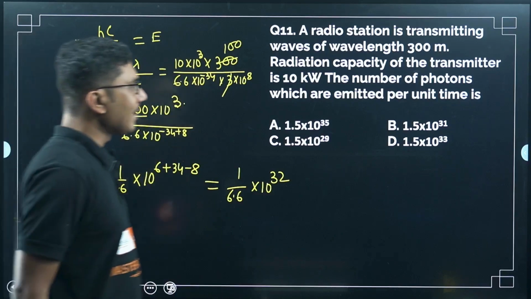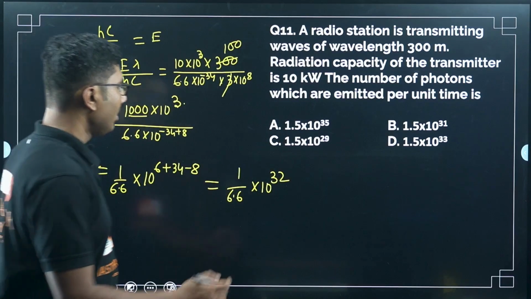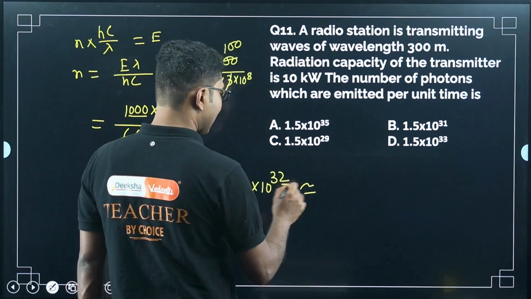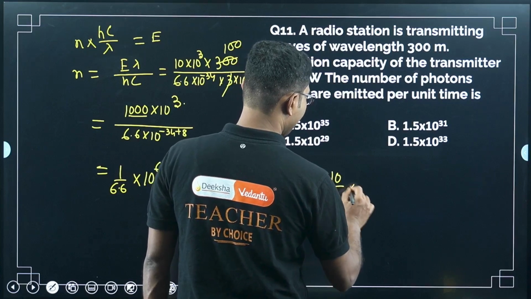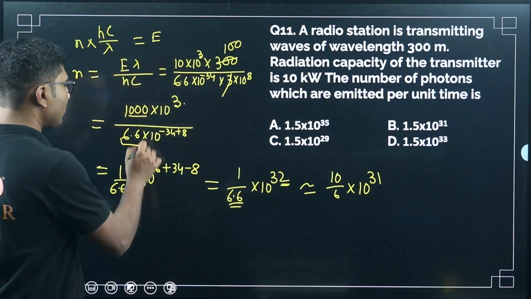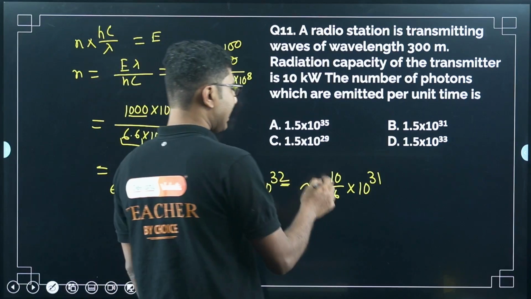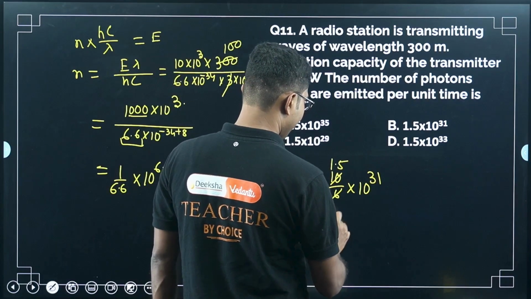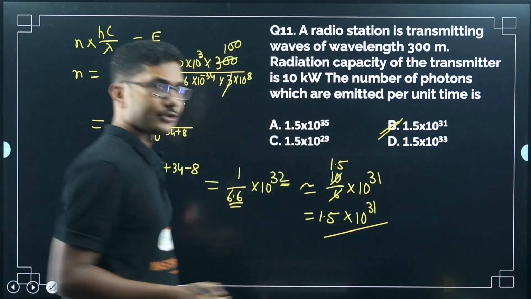Now, here we have to be careful and choose the power of 10 correctly. If you take this value approximately to be 6 and take out one of the tens from here, then you will get 10 by 6 times 10 to the power of 31. So they have taken the approximate value of h to be 6 times 10 to the power of minus 34. That's it. Now if you do that, this will be 1.5, right? So 1.5 times 10 to the power of 31. So correct answer is option B.